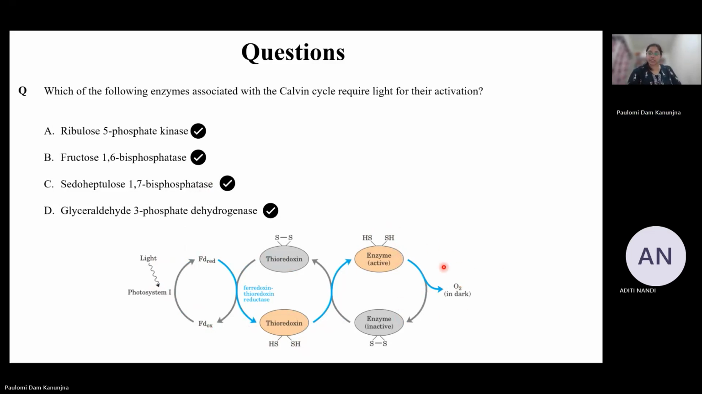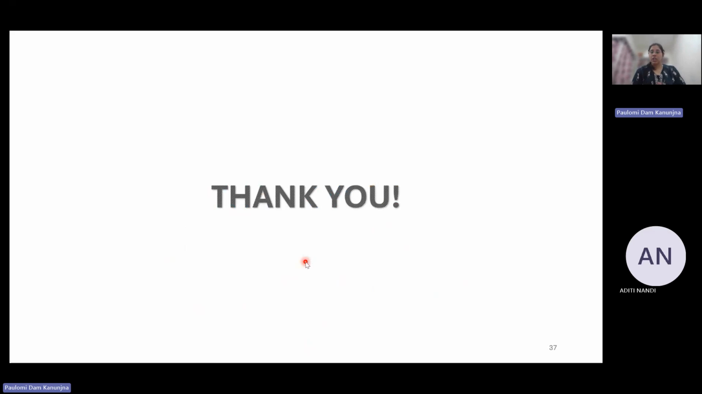So where this is actually taking place, we'll also see in the next class when we look into C3, C4. But yeah, the answer here is all the four via this regulation, all via the thioredoxin pathway. Yeah, right. So that's it.